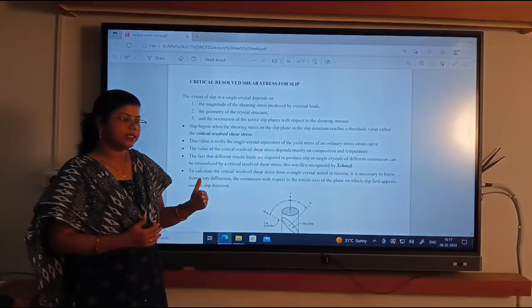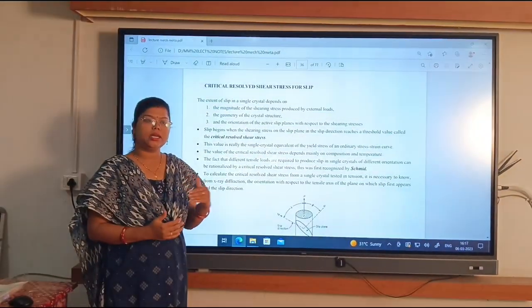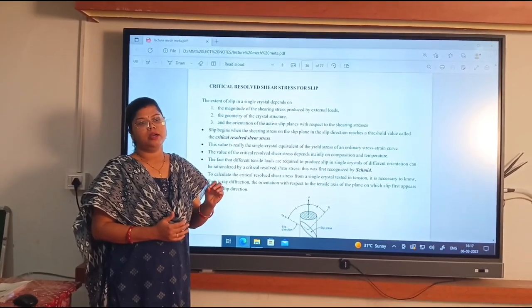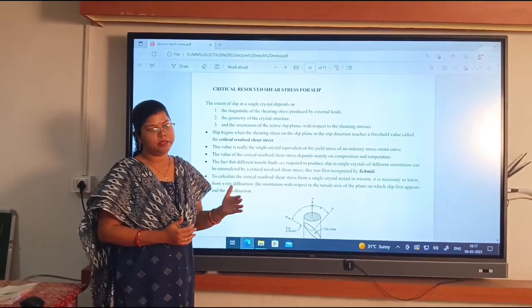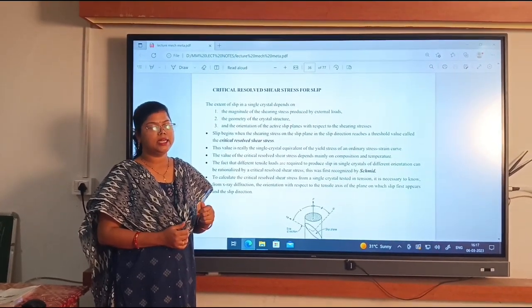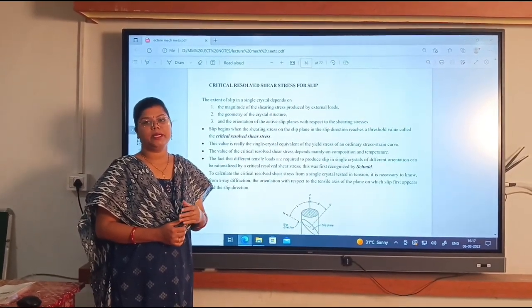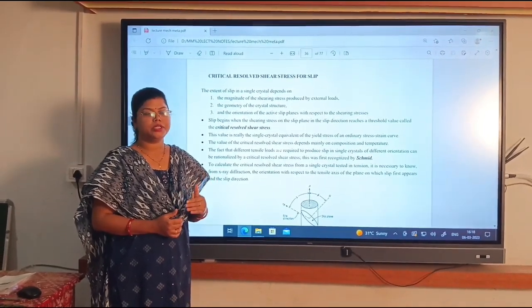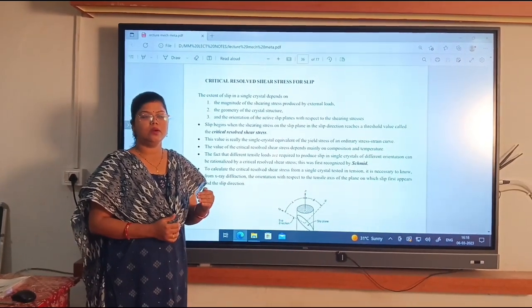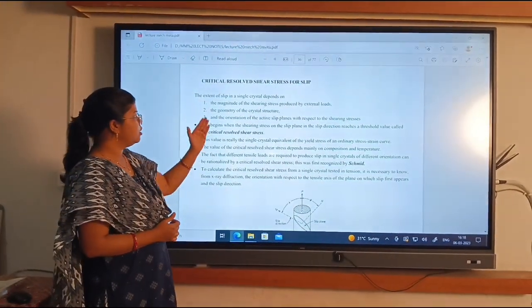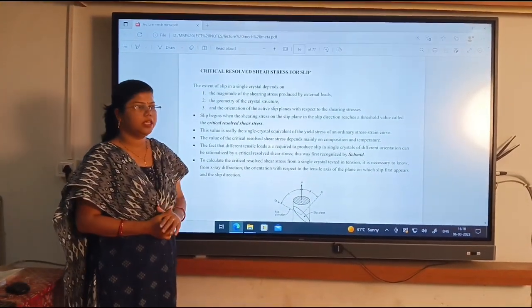We are applying some external load on some particular slip plane, which will be called the preferred slip plane, and it is easier for slip to happen on that preferred slip plane. There are different preferred slip planes for BCC crystal structure, FCC crystal structure, and HCP hexagonal close pack structure. So let us discuss what exactly critical resolved shear stress is.